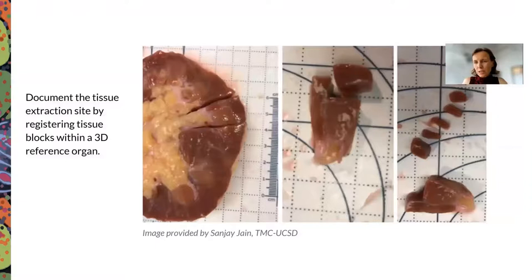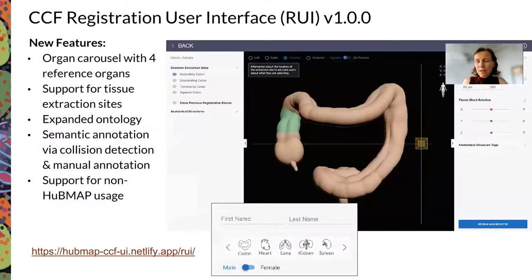Also, typically cell tissue samples are photographed like what you see here. In order to make this more systematic and to support the registration of tissue across different organs, we developed the registration user interface, which you can use to uniquely identify not only the position, but also the ASs and CTs that are commonly found in a tissue block. And so if you use the registration user interface, you can identify the size, the position, and the rotation of a tissue block and where it came from.